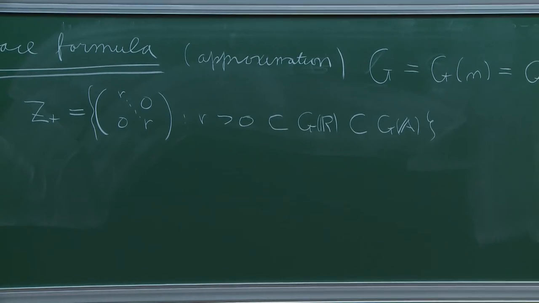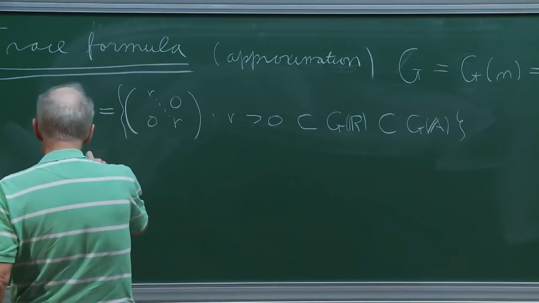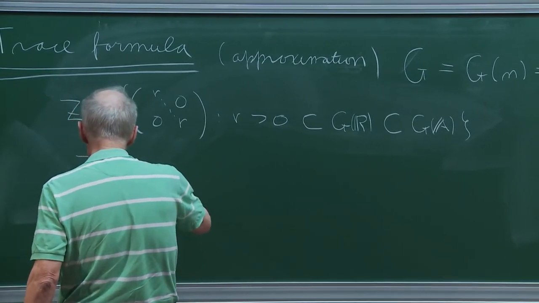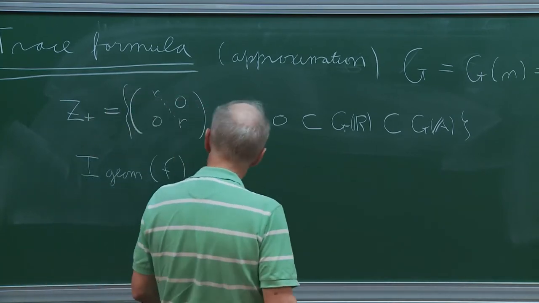So the general trace formula is a general kind of expansion between terms that have some sort of geometric origin, distributions that have some sort of geometric origin.